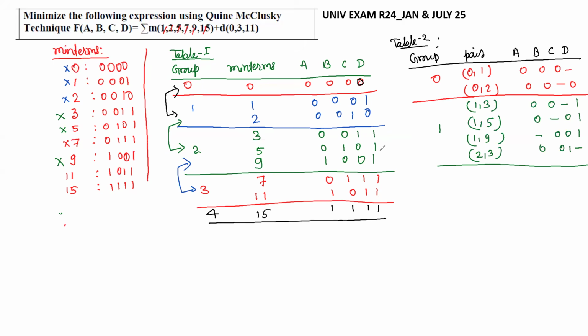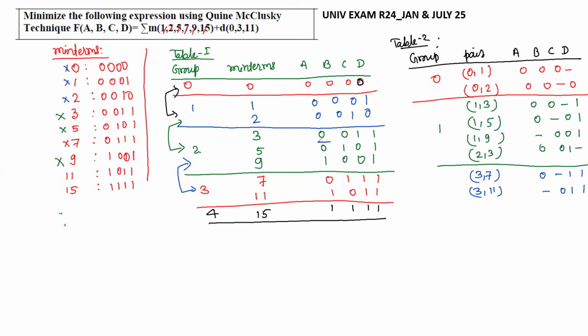Now compare 3 with 7. Yes, that pair is possible. Which one is changing? B is changing. So 0, dash, 1, 1. 3 and 11, yes, 3 and 11 is also possible. Which bit is changing? A is changing. So dash, 0, 1, 1.